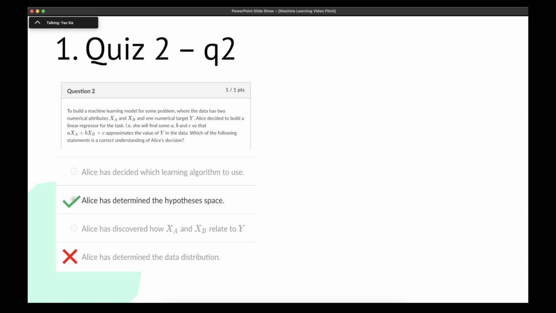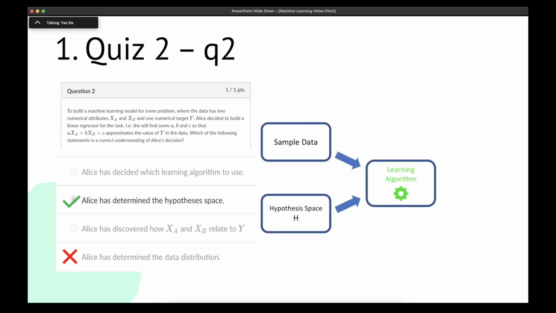Then, with respect to a well-defined criterion, a learning algorithm is used to search the entire hypothesis space and output the best hypothesis that best describes the target y. In this question, Alice has not decided how to search in the space yet. There could be different ways to search it using different learning algorithms, so option 1 is wrong. Lastly, how xa and xb are related to y can only be determined when the experimental test is done to validate and verify the results produced by the learning algorithm. Therefore, option 3 is also wrong.